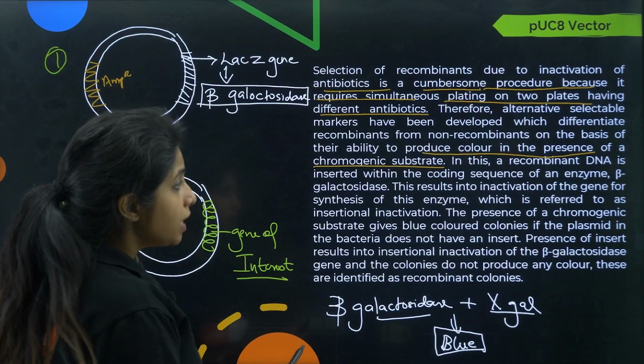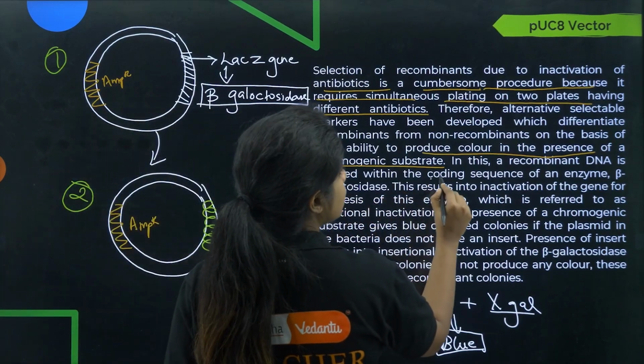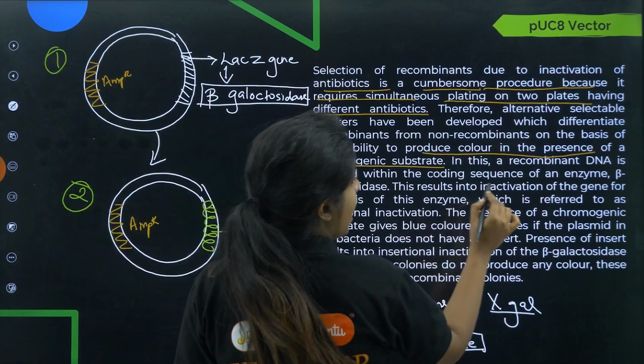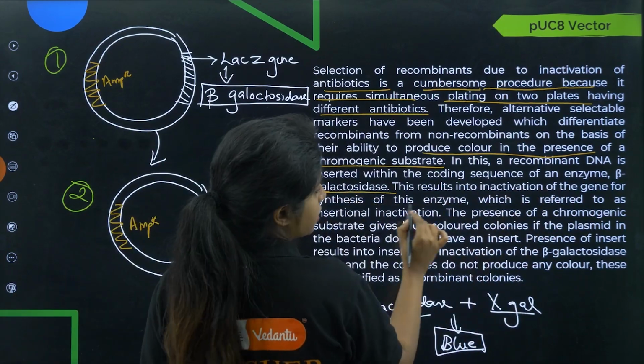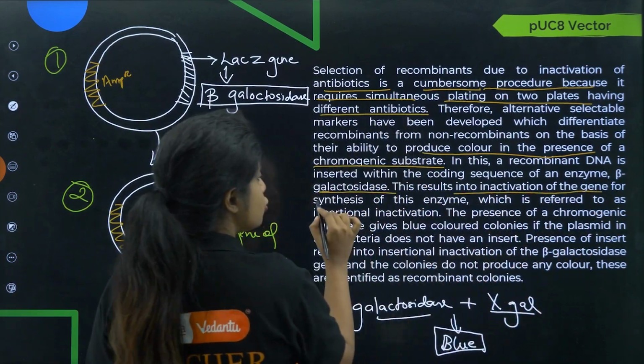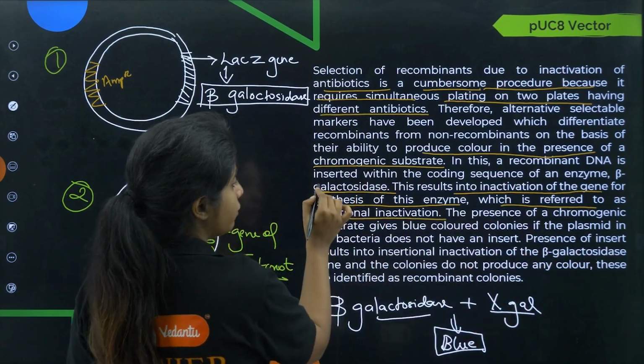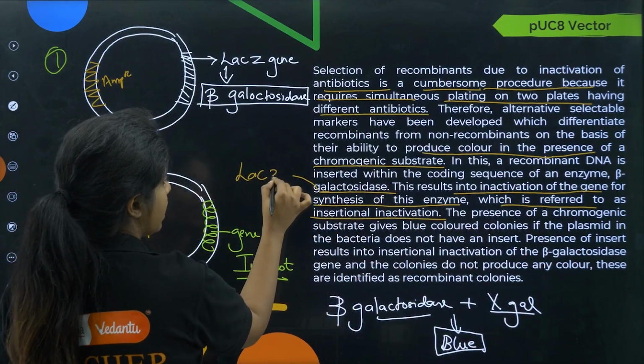Now, in this, a recombinant DNA is inserted within the coding sequence of an enzyme. Within the coding sequence of what, children? An enzyme, beta-galactosidase. This results into inactivation of the gene for synthesis of this enzyme, which is referred to as insertional inactivation. What was this gene, children? The name of the gene is lacZ gene.